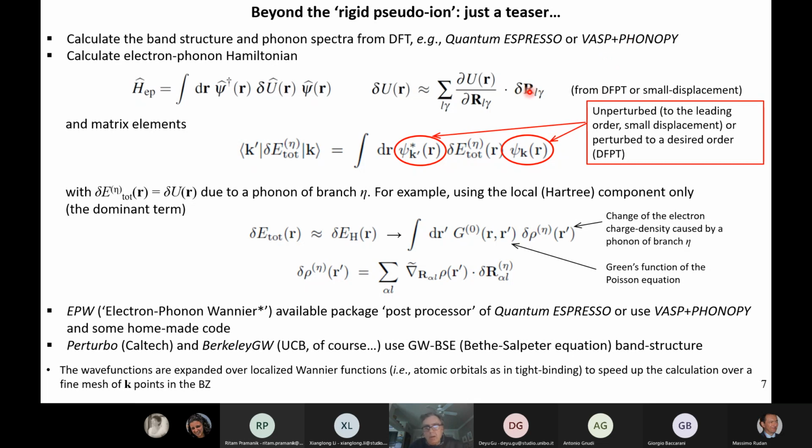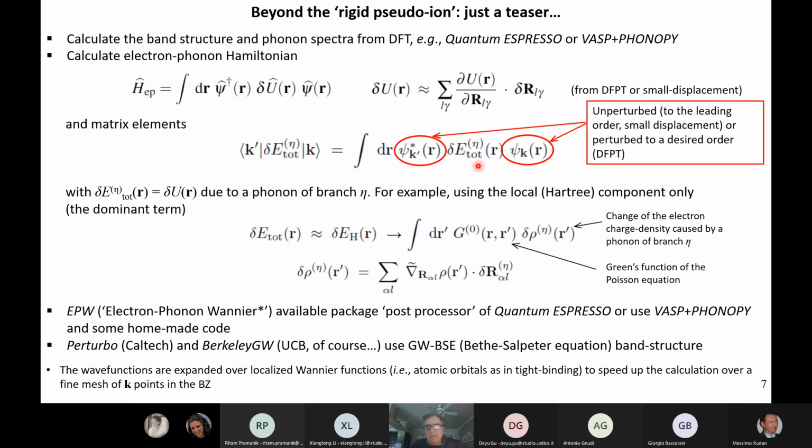You move an ion 1 along the X, Y, and Z directions by a small amount. You move ion 2, then you essentially take the dot product of those forces with the displacement due to a phonon, which you can get out of the polarization vector from the portion of the program that gives you the phonon spectrum and eigenvectors. And then you can calculate the matrix element the same way by integrating over the initial and final wave functions, the Bloch functions, unperturbed, typically, to the leading order. That's what you would do if you were using VASP.